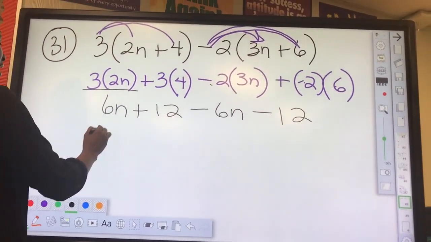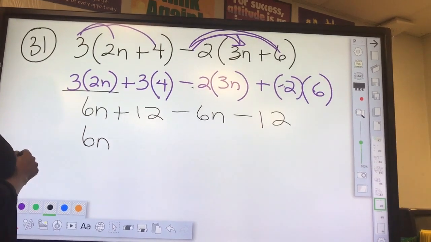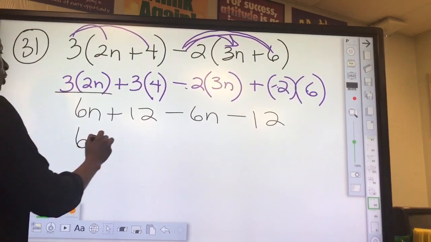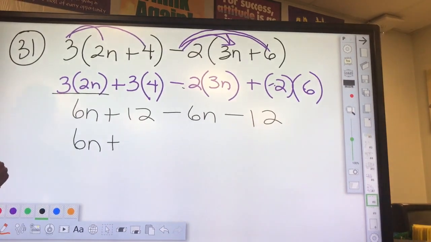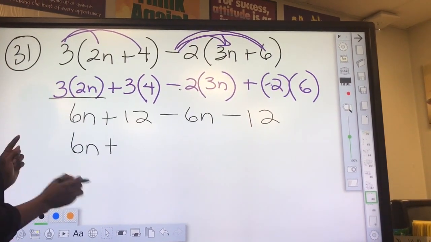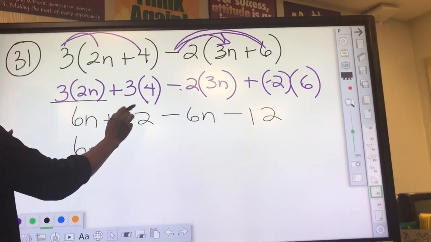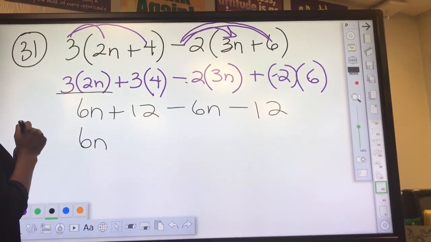All right, now, can I use the commutative property to put like terms side by side? Yes. All right, so what do I have? 6n plus 6n? No, you can't because that's a negative 6n. So you can do the 12. You can still put the n side by side, but instead of it being positive, it's going to be what? Negative.